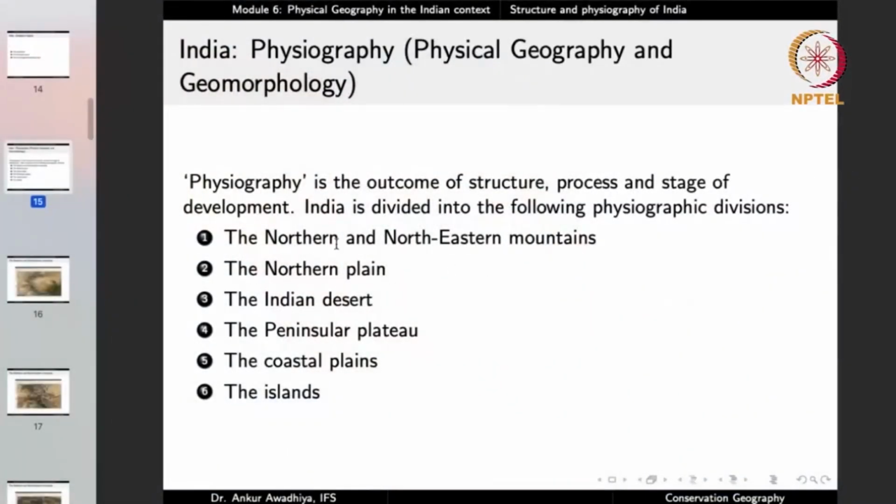They keep the moistures in this region. They do not permit them to cross over to China, and they also protect us from the cold winds from the north of the country. And so the Himalayas act as a climatic divide. So this is the first physiographic division. Then we have the northern plain.